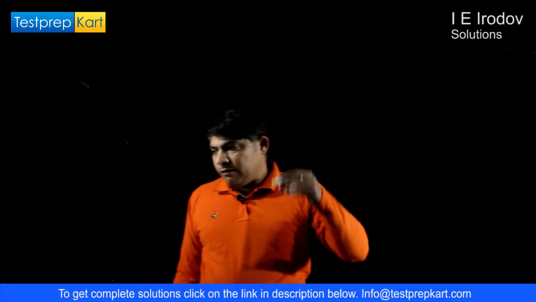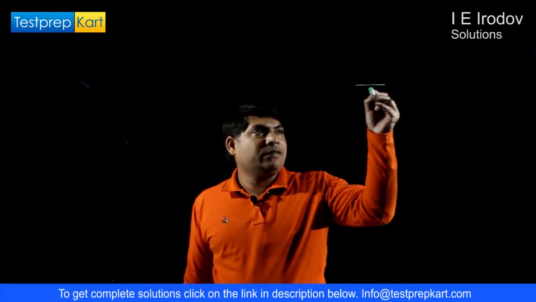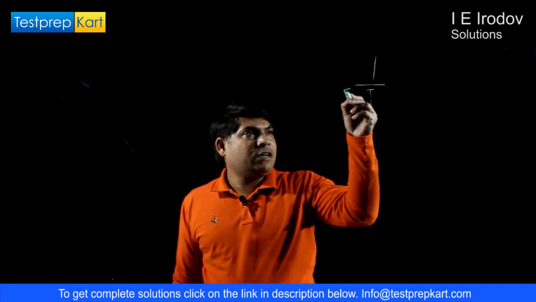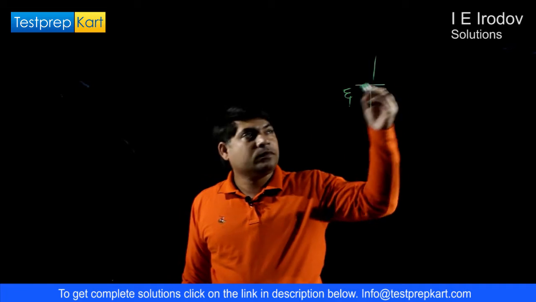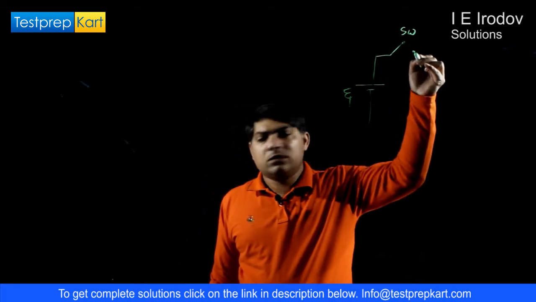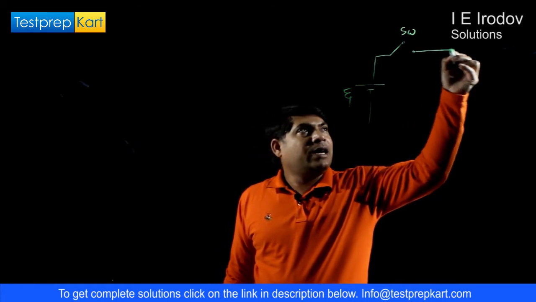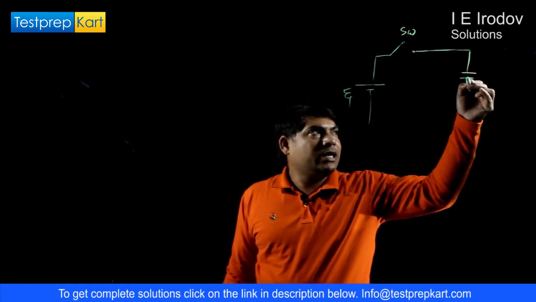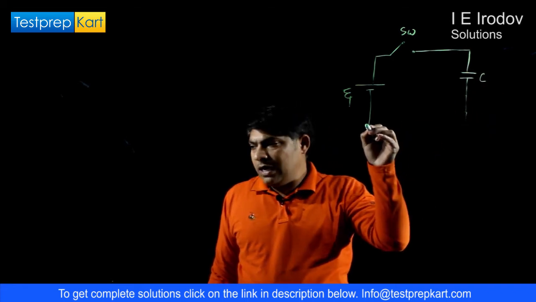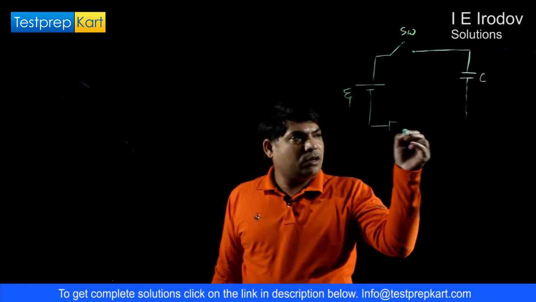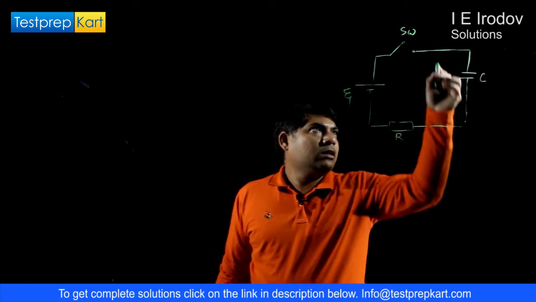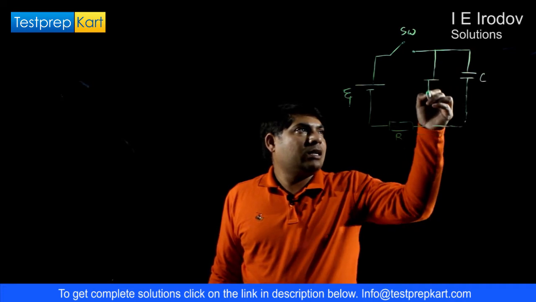In this question, a circuit is given. It comprises one EMF E. There is a switch. After that, one capacitor is connected here, and two resistances of equal amount, resistance R and resistance R, are connected here.